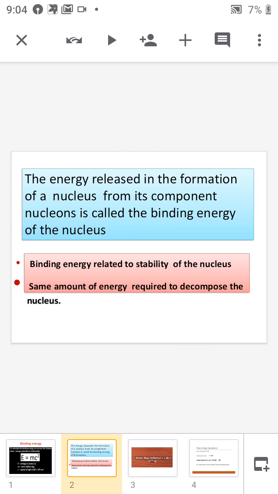Some amount of energy is required to bind the nucleons, that is neutrons and protons, inside the nucleus. That energy is known as the binding energy, and this same amount of energy, equivalent to the binding energy, is required to destroy this stable nucleus. So the binding energy is equivalent to the energy required to destroy the nucleus. That is the importance of the binding energy.